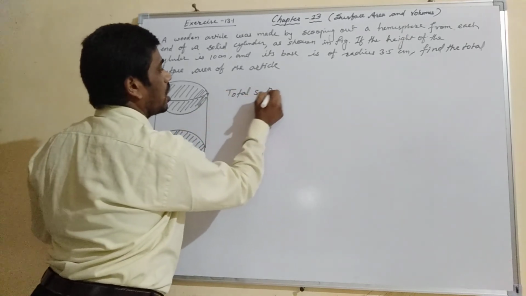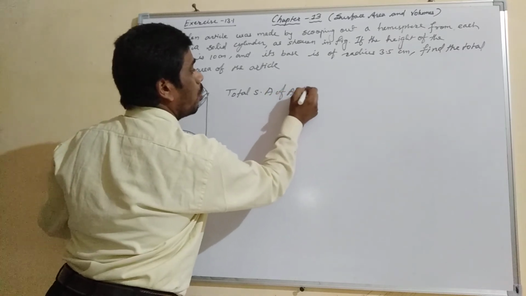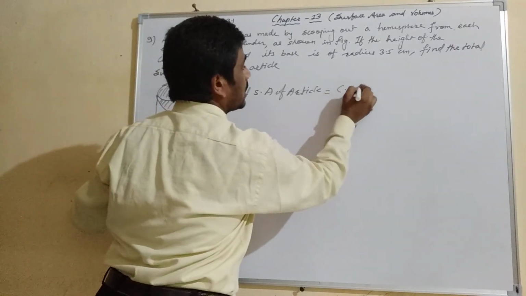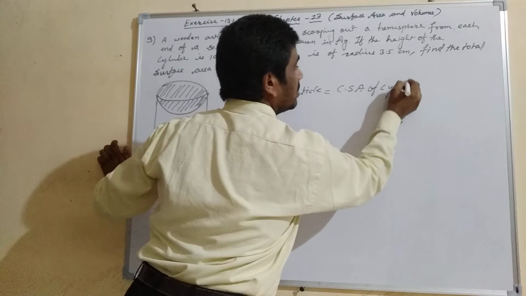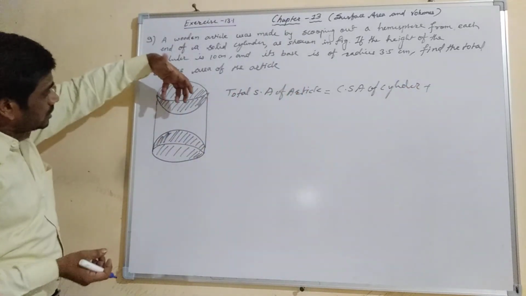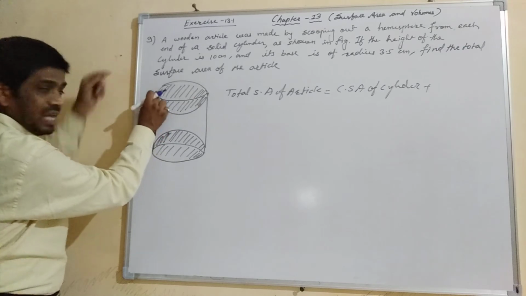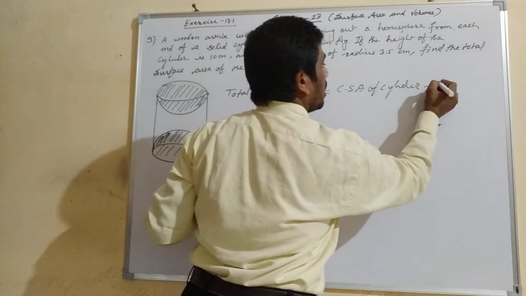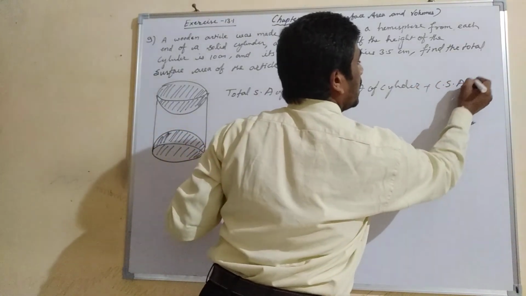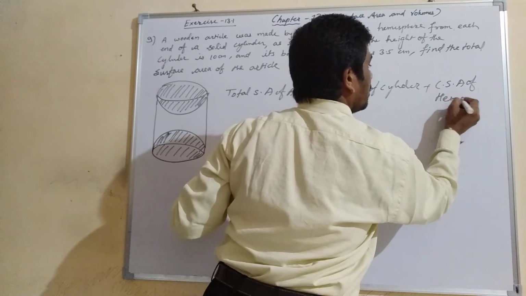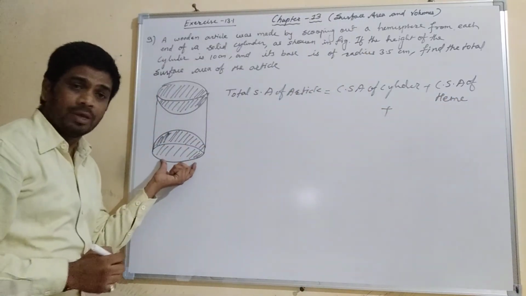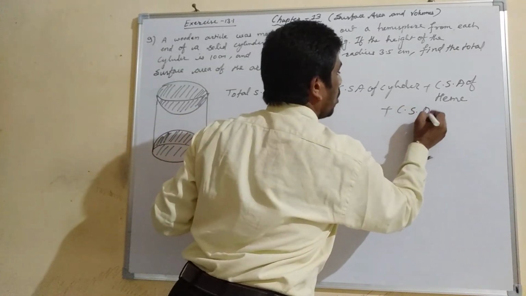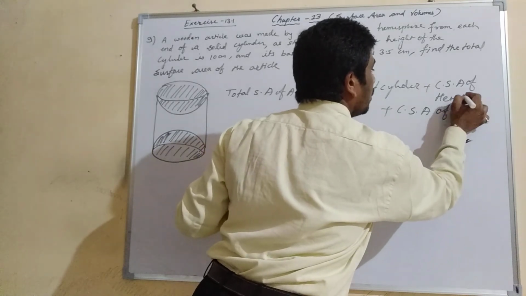Total surface area of the article will be equal to the curved surface area of the cylinder, this portion, plus we scoop out this hemisphere, so this portion will be there. That will also be hemispherical, from inside. So plus the curved surface area of a hemisphere, plus again this portion is also a hemisphere, that portion we have also taken out. So we will write the curved surface area of a hemisphere.